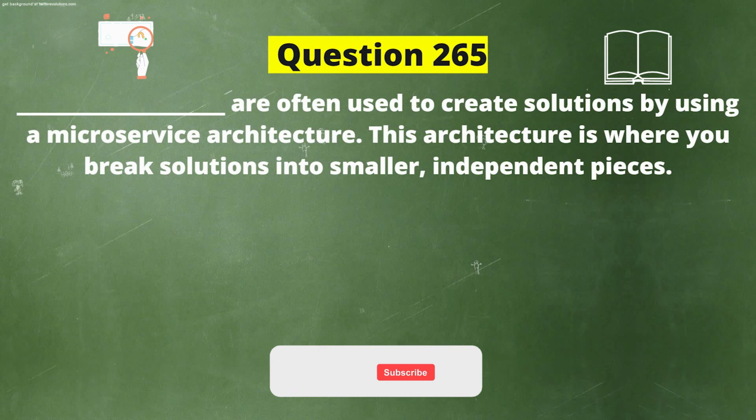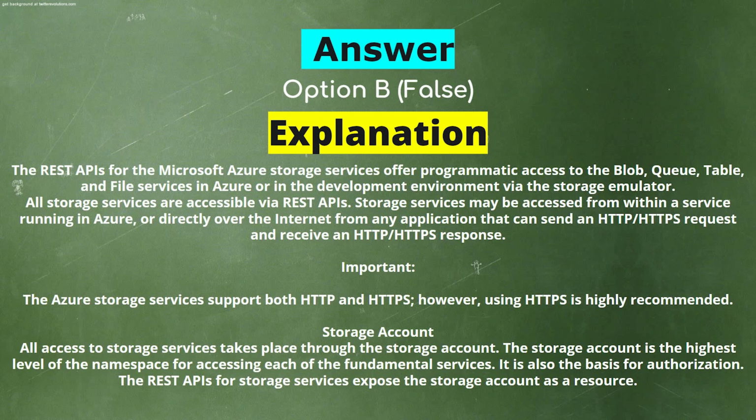All storage services are accessible via REST APIs. Storage services may be accessed from within a service running in Azure or directly over the internet from any application that can send an HTTP or HTTPS request and receive an HTTP or HTTPS response. Important: the Azure Storage Services support both HTTP and HTTPS. However, using HTTPS is highly recommended.